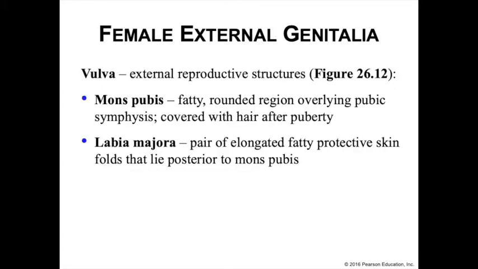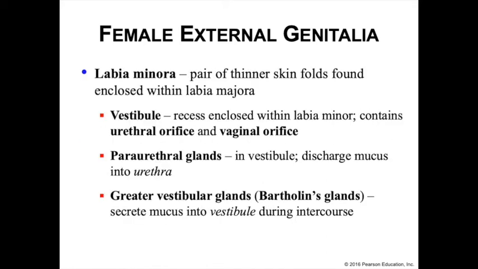The vulva is a general term for where we find the external genitalia. Mons pubis is just a fatty area that lies above the pubic symphysis. Labia majora are protective outer folds of skin. Labia minora are protective inner folds of skin. The vestibule is basically where we find the opening to the vagina. This is the part protected by the labia minora. We're also going to have paraurethral glands that sit on each side of the urethra, because we're also going to see that urethra exiting in this vulva area.